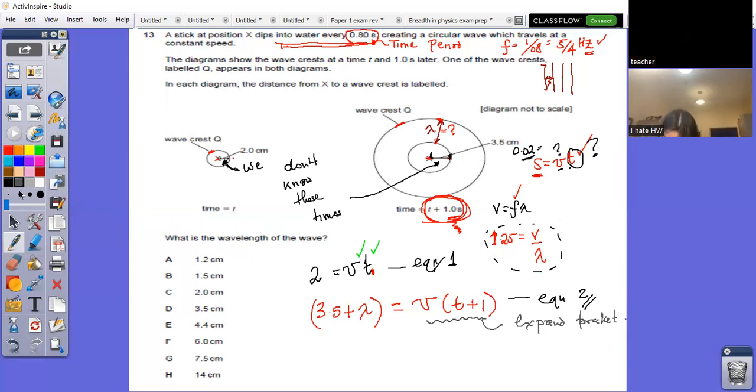And by the way, to avoid confusion, we don't need to call this T1 anymore because they've told us that this is time T and this is time T plus 1. So we can just use T here, VT, because that's the time T. And here we can use T plus 1. Sorry, I should have made that clear. So is it 3.5 plus lambda equals VT plus 1? Not quite. Remember, you're expanding the bracket. So VT plus V? Correct.